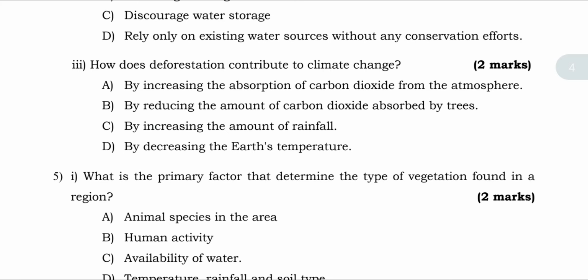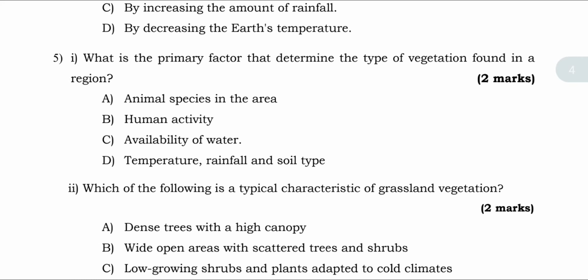Question 5. What is the primary factor determining the type of vegetation found in a region? We have also other options to choose. So remember that if you're preparing for your national exam for next year, we have many multiple choices you have to consider. The last one, number 2, which of the following is a typical characteristic of grassland vegetation?